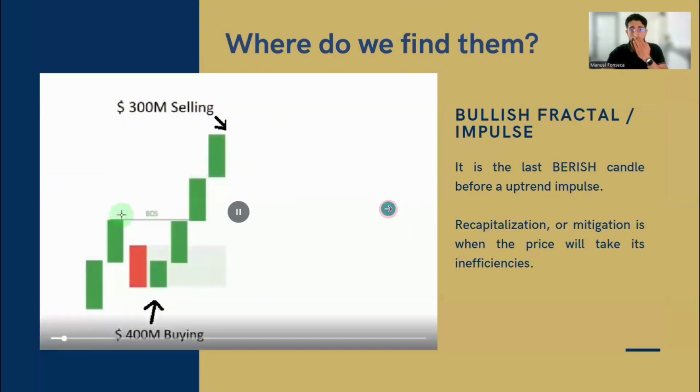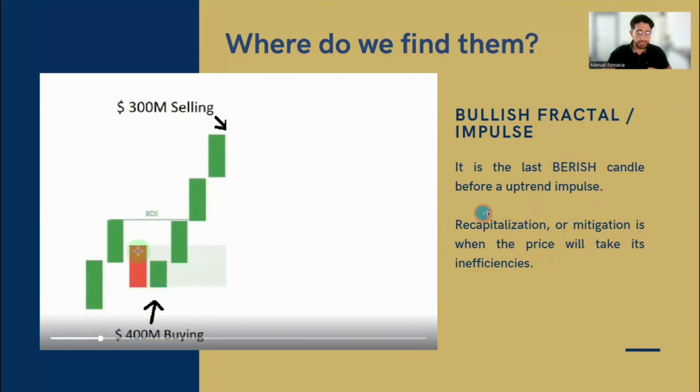But let's understand, where do we find them? First of all, and how does it work? So in the bullish fractal, remember the fractals, correct? Or impulse, it is the last bearish candle, or sometimes it could be the last candle, before an uptrend impulse. Okay, the recapitalization or mitigation is when the price will take its inefficiencies.